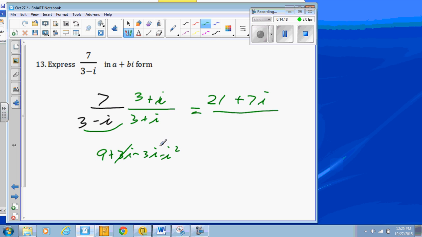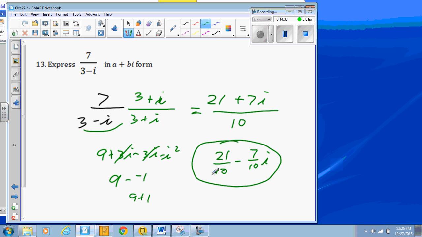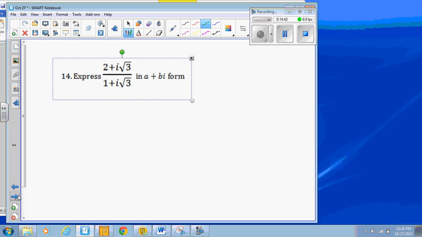So these cancel out, and I have 9 minus negative 1, or 9 plus 1, which is 10. The bottom of my fraction is 10, so that's going to be 21 over 10 minus 7 over 10I. That would be the correct way to write the final answer, A plus BI. This is A, this is B. And the last problem is probably more confusing than most.